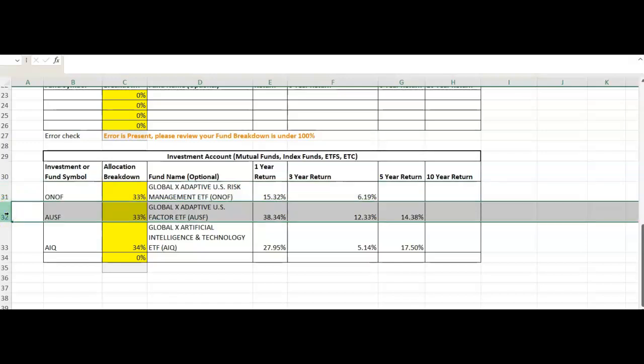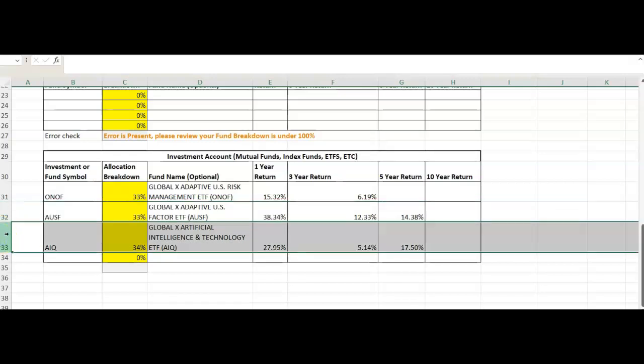Our second fund, the US Factor ETF, had a 1 year of 38.34 and a 3 year of 12.3. And then finally a 5 year 14.38. On our final one, this is our Artificial Intelligence and Technology one. This one had a 1 year of 27.95, 3 year of 5.14, and then a 5 year of 17.5.